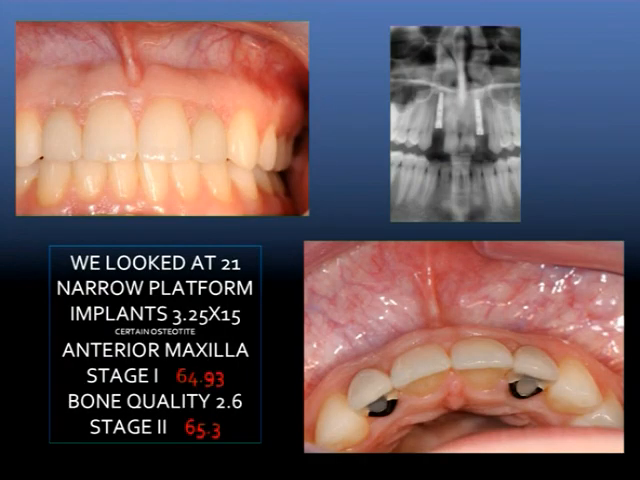Now we looked at 21 narrow platform implants. These are 3.25 by 15, and they're certain osteotype surfaces. And what I did is I averaged the readings at the beginning and I averaged the readings at the end, a 6-month interval.